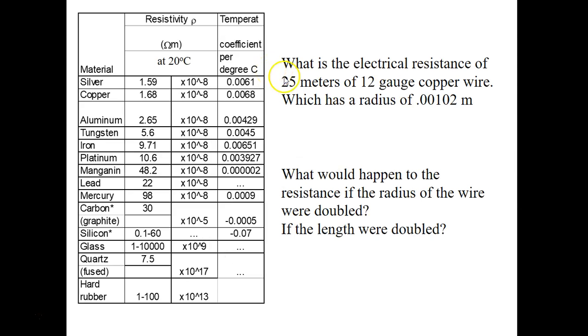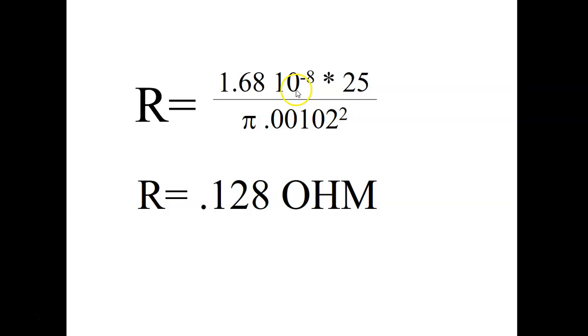So let's work a problem here. What is the electrical resistance of 25 meters of 12 gauge copper wire, which has a radius of 0.00102 meters? So this is pretty much plug and chug. Find the table, we'll find copper. The resistivity of copper is 1.68 times 10 to the minus eighth, times the length, which is 25, and divided by pi times the radius squared.